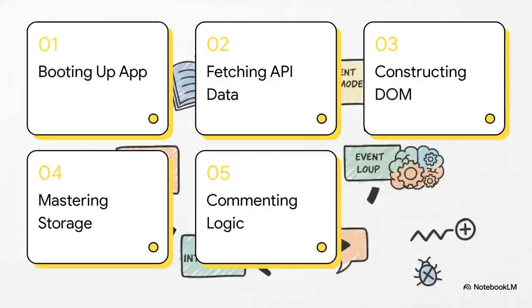Here is our chronological blueprint for reading and understanding the code's execution flow today. Number 1, booting up the app. Number 2, fetching the API data. Number 3, constructing the DOM. Number 4, mastering local storage. And number 5, the interactive commenting logic.